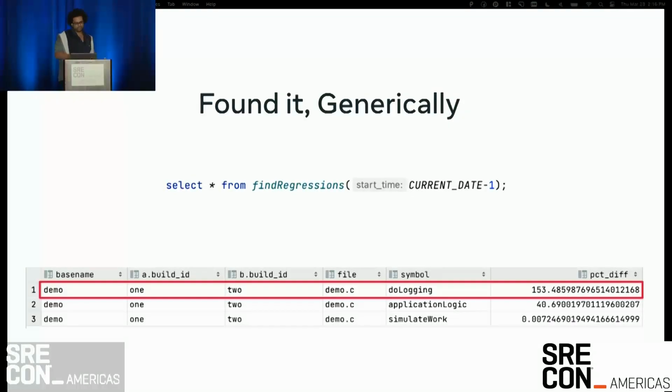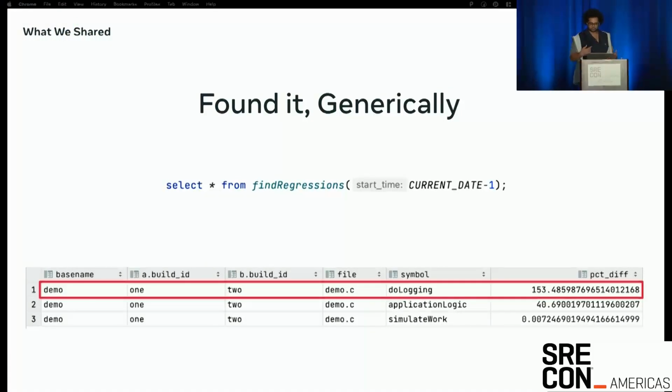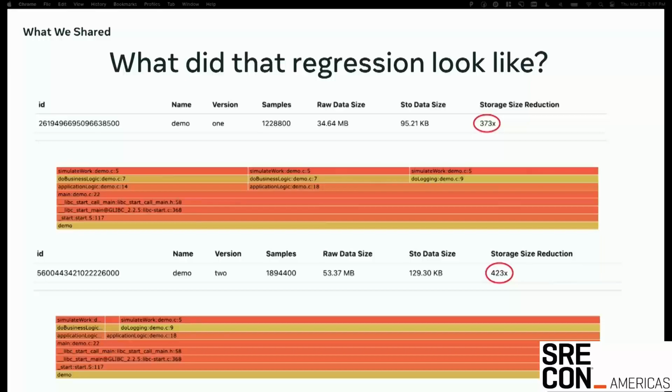Having this data in our database, I ran a generic query shipped with Stow, find regressions, to find regressions across stack node data present across versions of executables. As the results show, it found our regression. To get a better understanding of what this regression looked like, I opened the UI of our server in a browser. I see that for version 2, do logging is taking up way more runtime, as is expected. I also see the data processed while collecting samples and the size of the data sent to the server to be stored in the database.